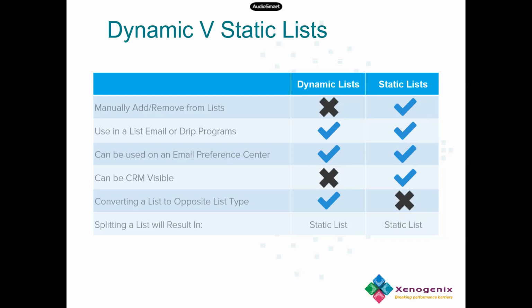Another feature that you can use in Pardot is splitting a list. So if you wanted to split a list into one or more further lists with either your data split equally between those lists, or you can select a percentage of data which you want to put into each list. That's something that's possible to do, but both of these results would give you a static list. So if you're splitting a dynamic list, it would give you a static list, and if you're splitting a static list, you'd get a static list as well.